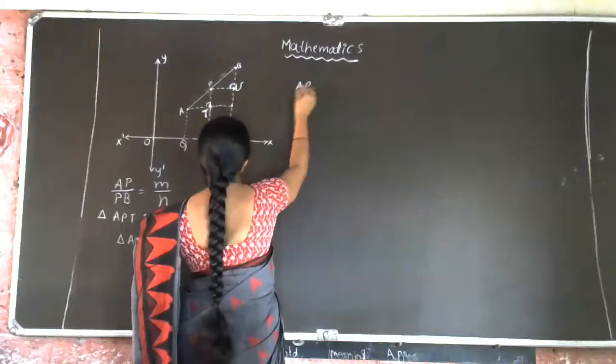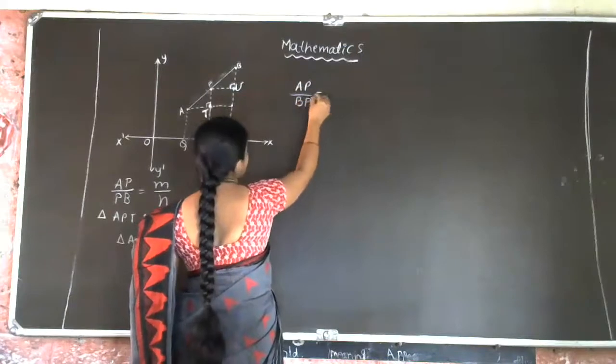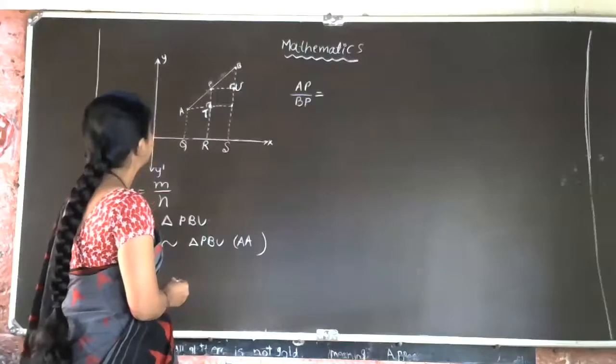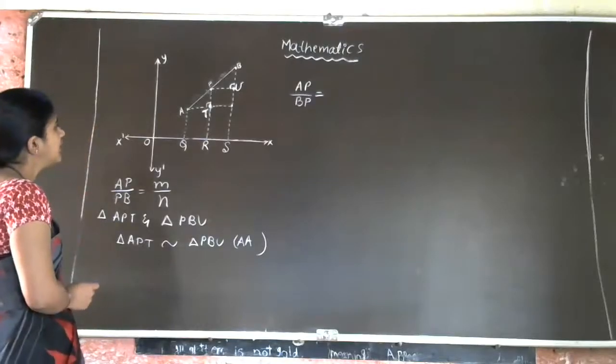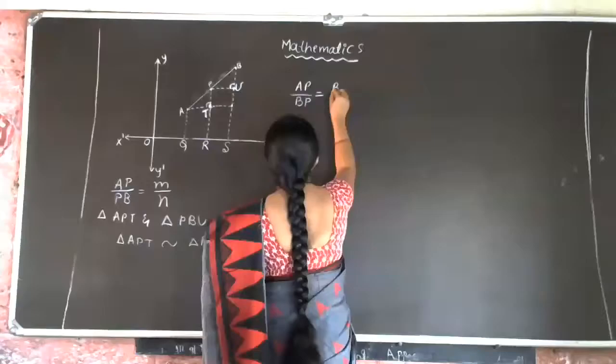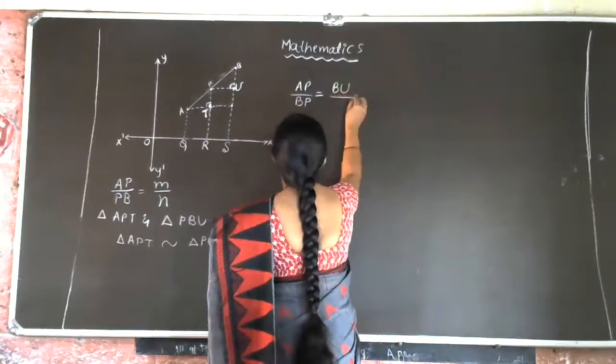BP divided by AP, okay, is equal to BC divided by PQ. BU divided by PT. I see in the textbook. Okay, don't say the textbook. Here we are changing the namings and all.